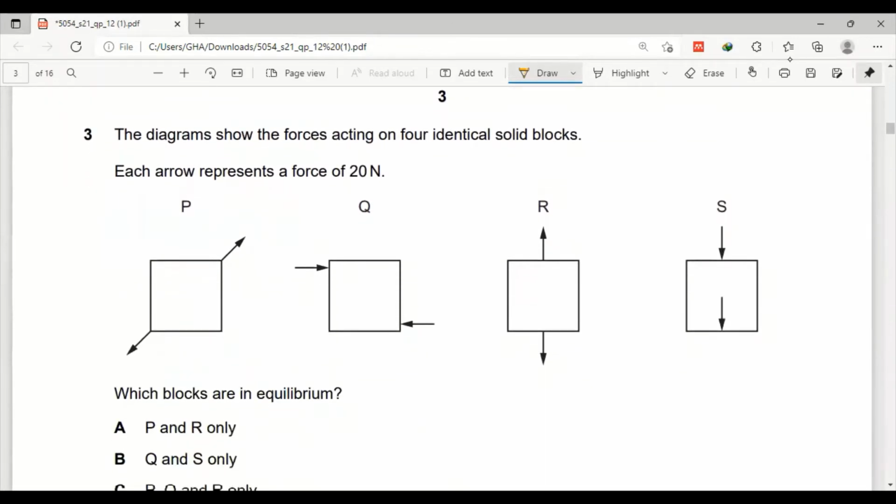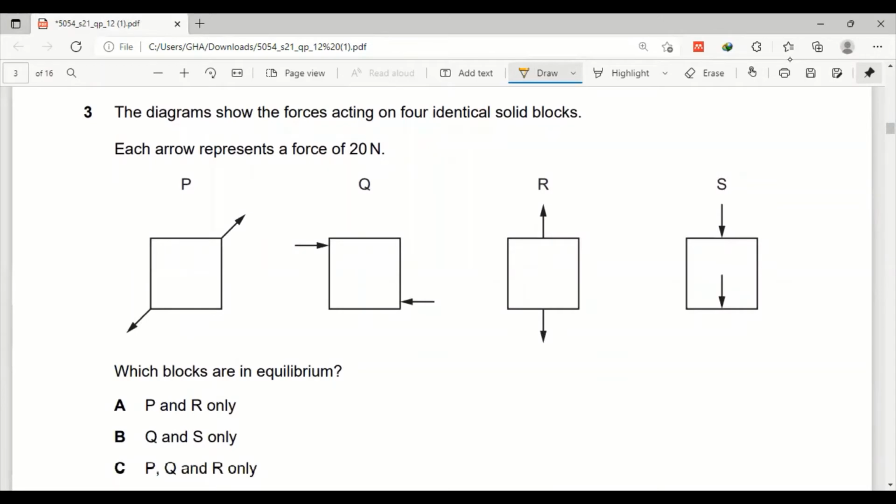Okay, next. The diagram shows the forces acting on 4 identical solid blocks. Each arrow represents a force of 20 Newton. Which blocks are in equilibrium? So forces are equal, but we have to look at the turning effect, torque, the moment. The resultant torque must be 0, the clockwise or anti-clockwise must be equal.